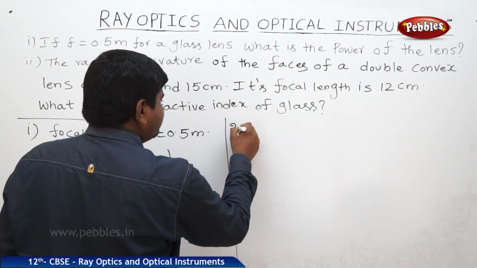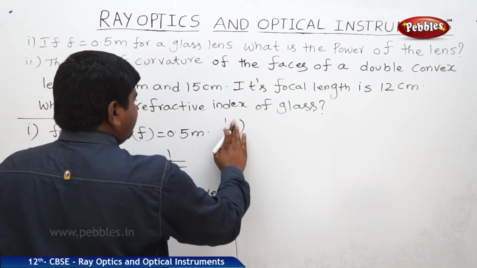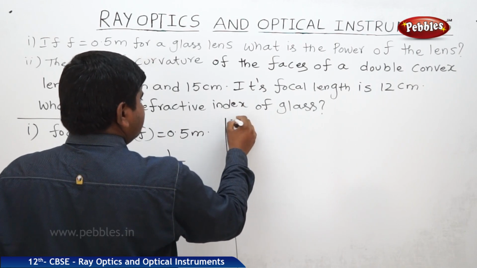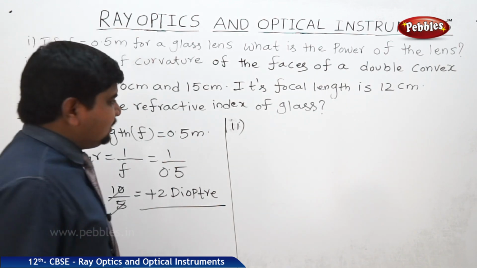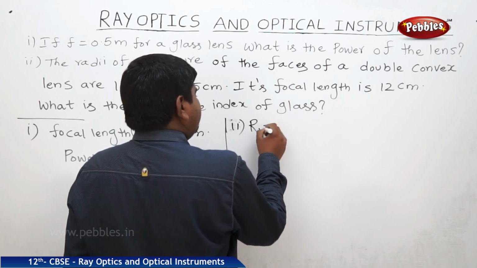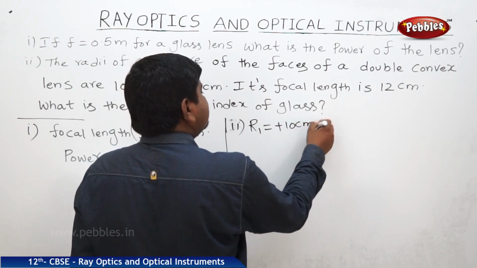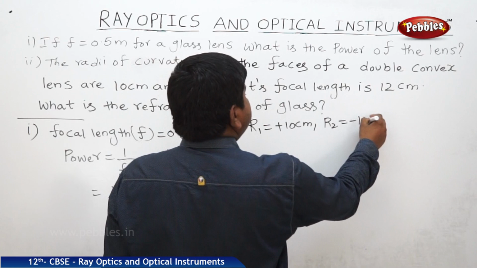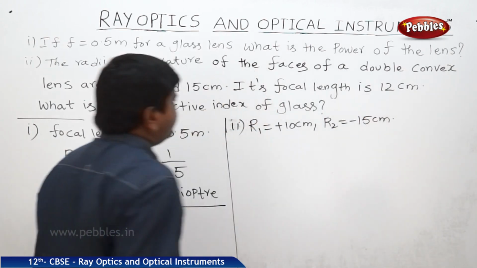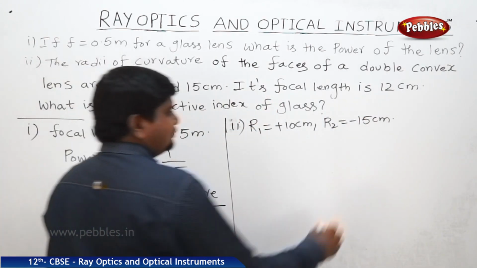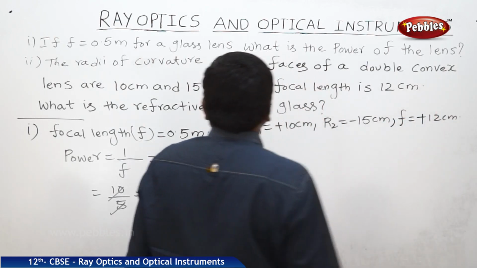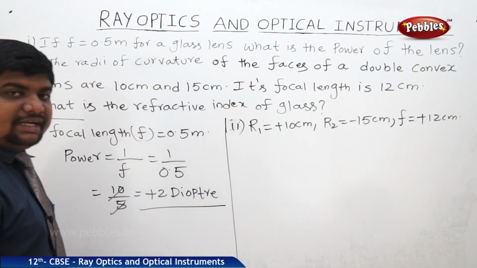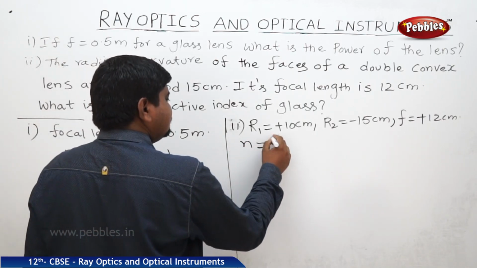So see the second bit of the problem. The radii of curvature of the faces of a double convex lens are 10 centimeters and 15 centimeters. R1 is equal to plus 10 centimeters, R2 is equal to minus 15 centimeters. Its focal length is 12 centimeters. So therefore, f is equal to plus 12 centimeters. Then what is the refractive index of the glass?